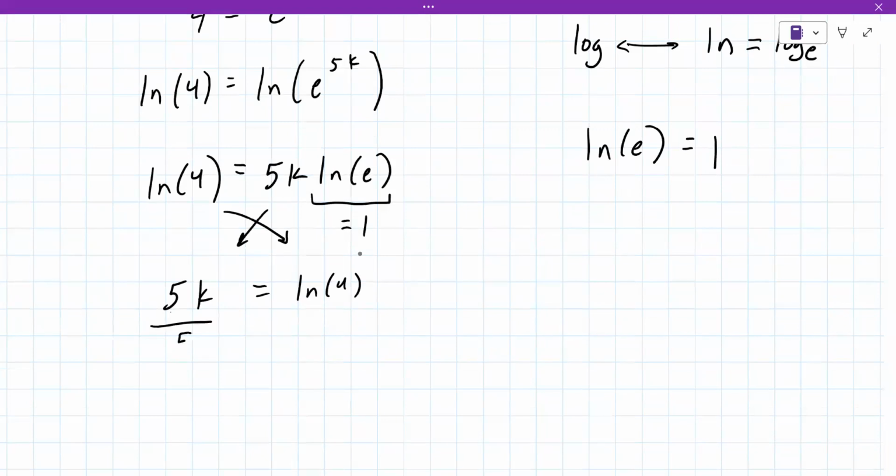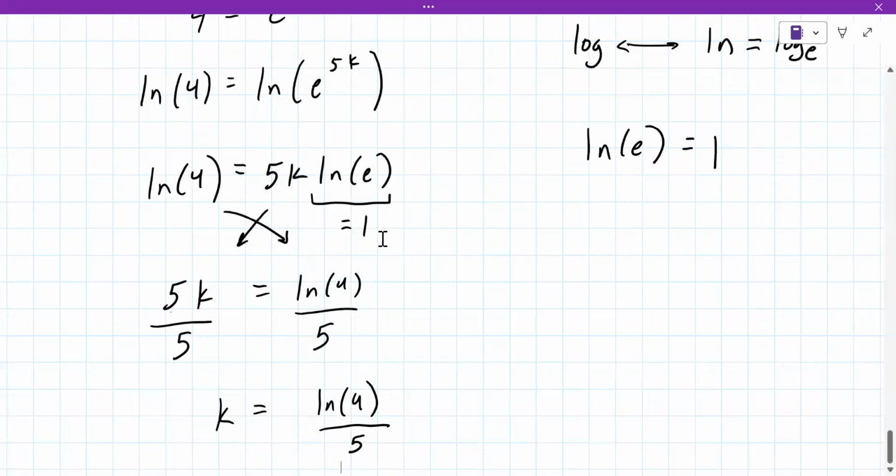And then we can divide both sides by 5. Now, when you do this, make sure that you close parentheses on ln and then divide by 5. It's not inside the parentheses. Okay. It doesn't say what to round to, at least as far as I can tell. So we're going to round to 4 decimal places. It's kind of the standard, and that's part of the course.